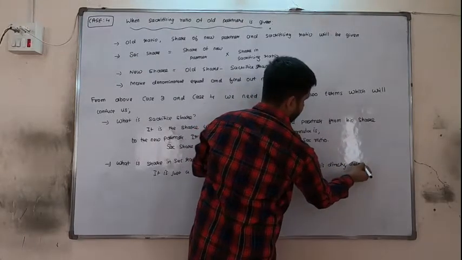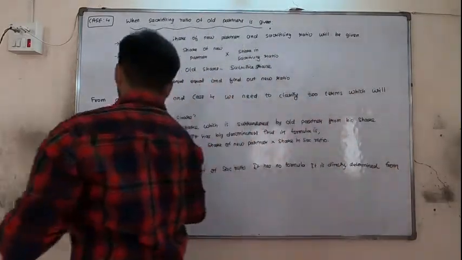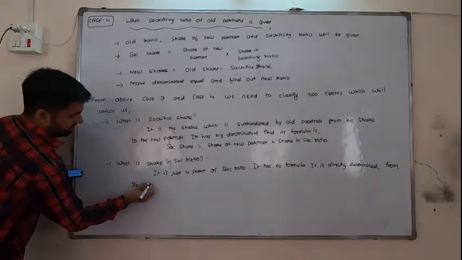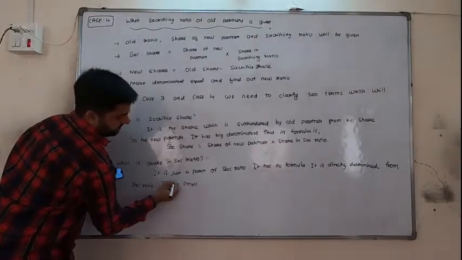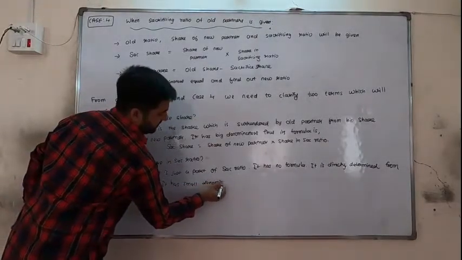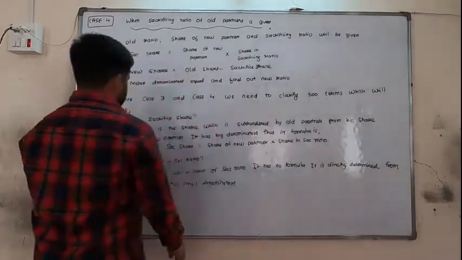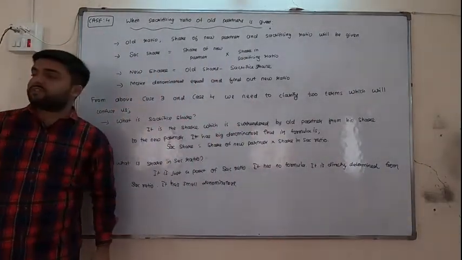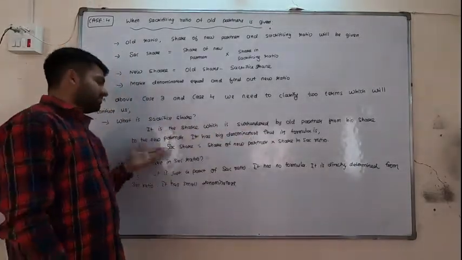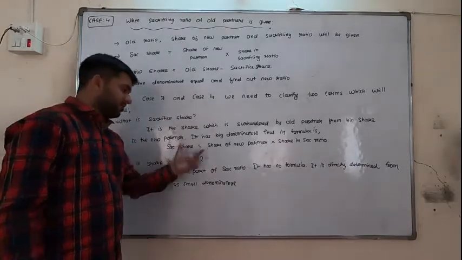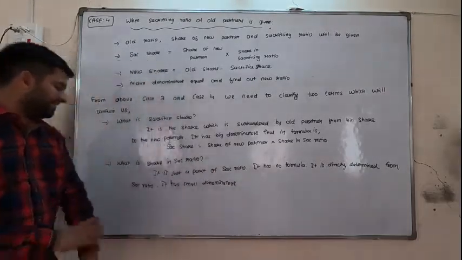It is directly determined from sacrifice ratio. It has small denominators. So friends, first I will read both these things. What is sacrifice share and what is share in sacrifice ratio? So sacrifice share is the share which is surrendered by old partner from his share to the new partner, and it has big denominators, and the formula is this. And in this I have written, it is just a part of sacrifice ratio. It has no formula. It is directly determined from the sacrifice ratio.